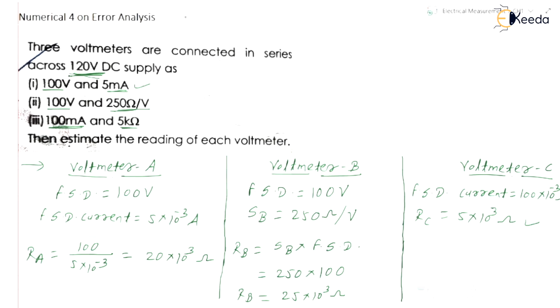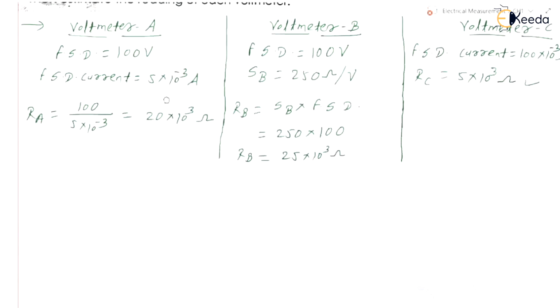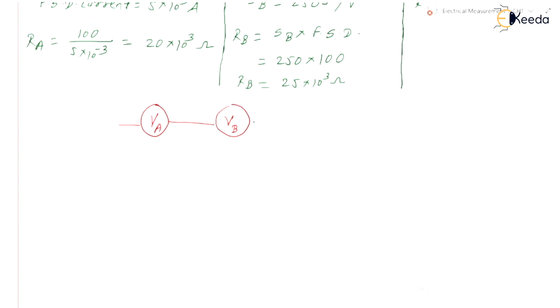Okay. Now, as these three voltmeters are connected in series, can we draw the circuit? Equivalently, we can draw the circuit as three voltmeters connected in series. So here we are having voltmeter A, voltmeter B, and voltmeter C. Okay, these three voltmeters we are having connected in series.